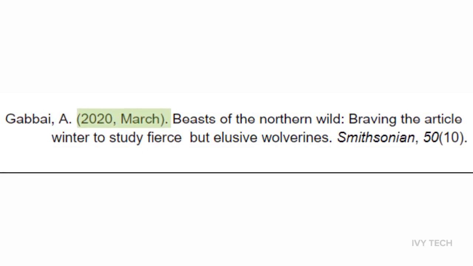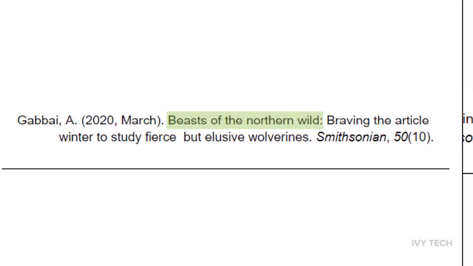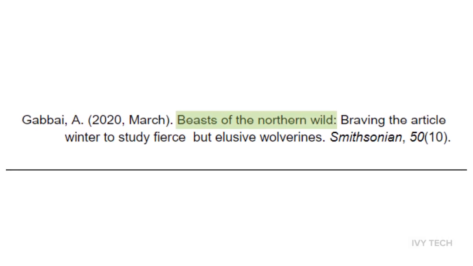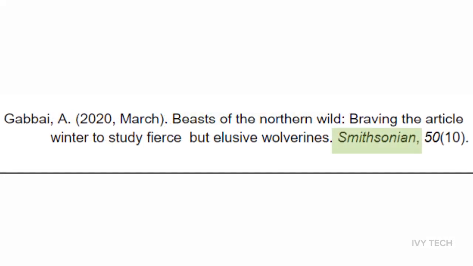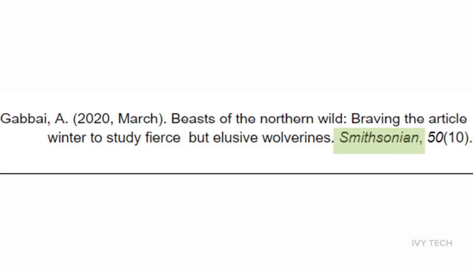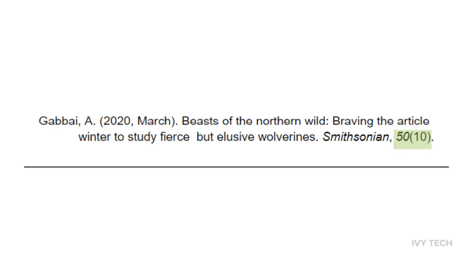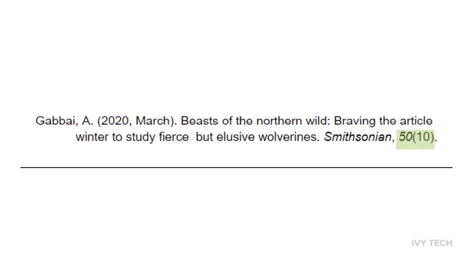Then we have the date of publication. Next, we see the title and subtitle of the article. The title of the magazine is listed next. Next, we have the volume and issue number.